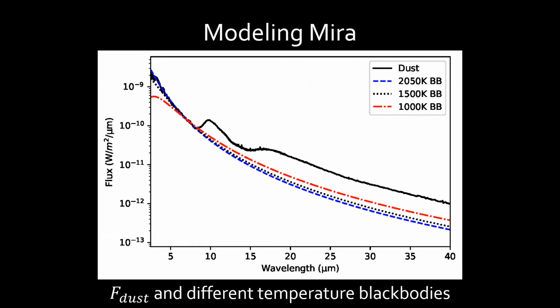Here we can see the stellar blackbody subtracted spectrum. In other words, the total dust spectrum of Mira, plotted together with the dust continuum blackbodies. The different temperatures which we chose to use were 1000, 1500, and 2050 Kelvin.